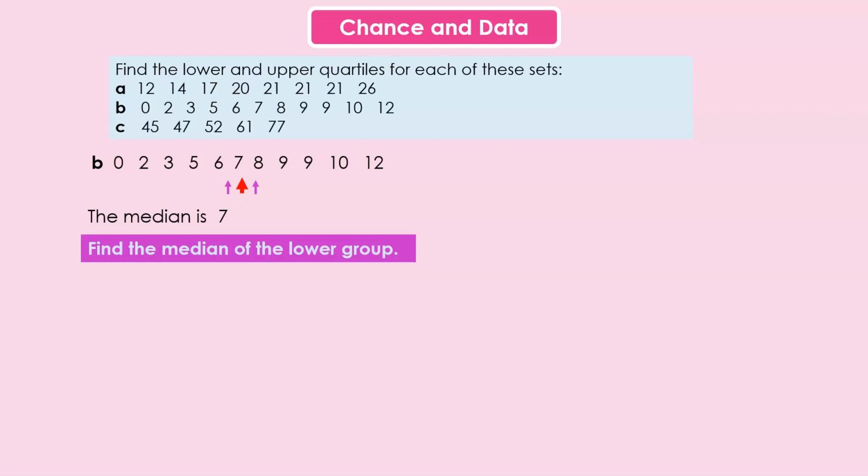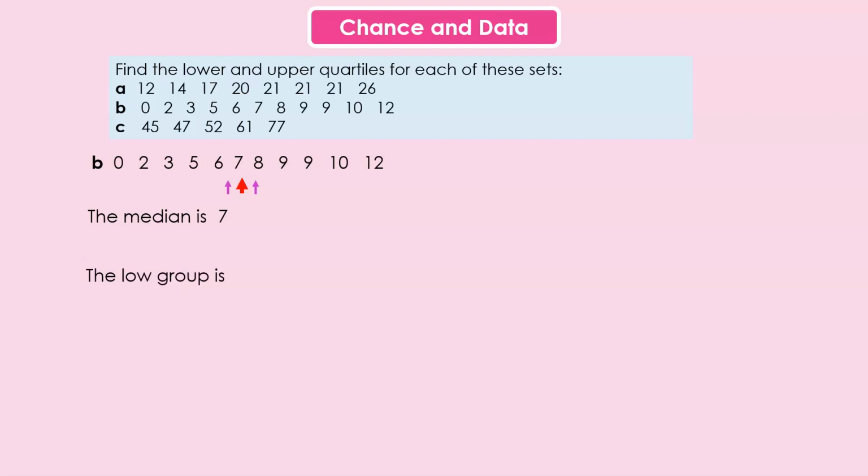So the key part for what that means for the next part is when we're looking at finding the median of the lower group, we make sure we don't include the median in our lower group. So the low group in this case is from 0 all the way through to 6. And then we can work our way to the center to find 3 as our lower quartile.